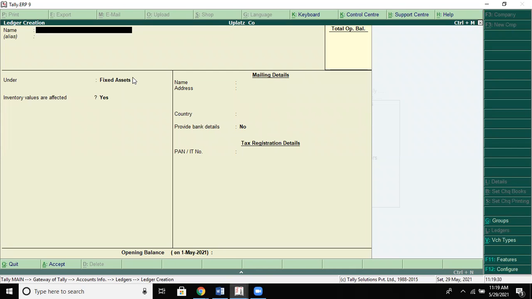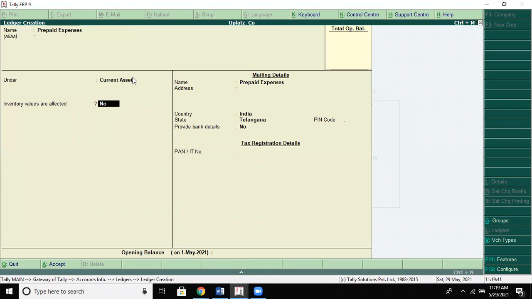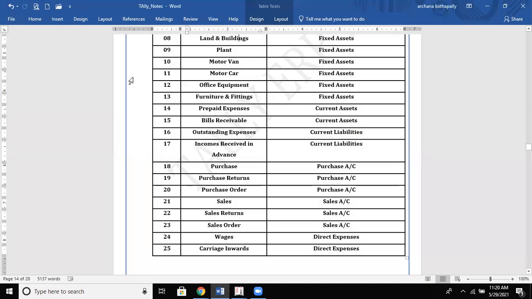Then prepaid expenses. So prepaid expenses is all your current assets. So now we are entering into the current assets category. So from the available list, select the current assets. No, inventory values are affected with the prepaid expenses. The answer would be no. Yes, yes. Next.